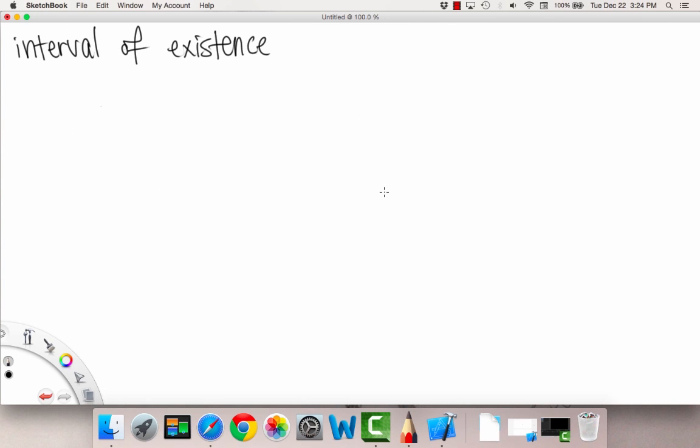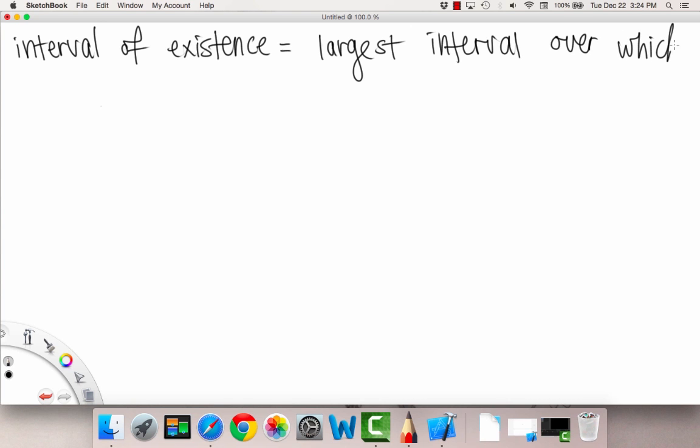Okay, so here's another important topic that we should discuss. It's called interval of existence. So let me start out by defining it. An interval of existence is basically the largest interval over which, and we're going to get all technical here, the solution can be defined, because we don't want anything that's undefined, right?